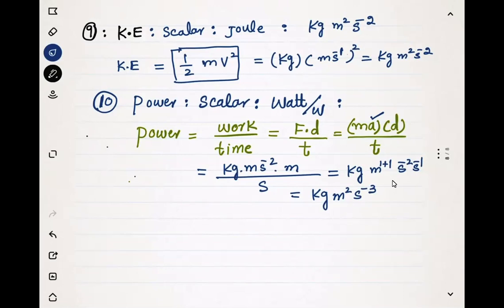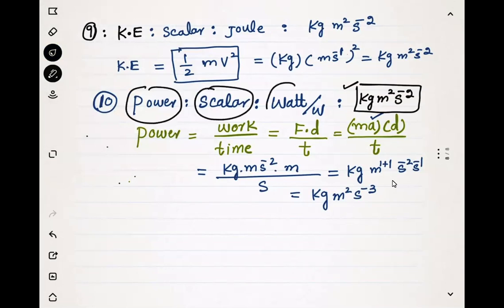So this is for power. Power is a scalar, its unit is watt, and its base unit is kilogram meter square second minus 3. It's energy over time. So this is for power.